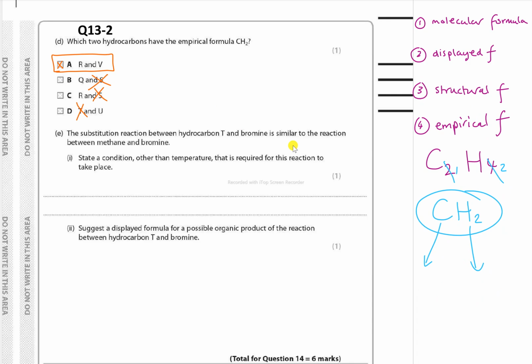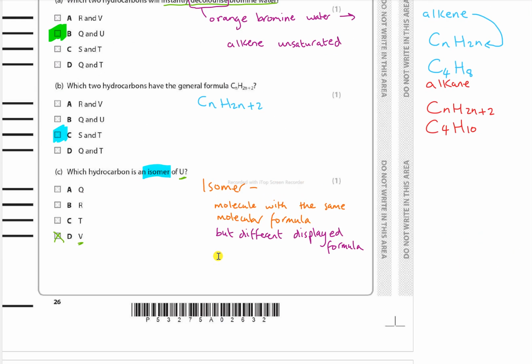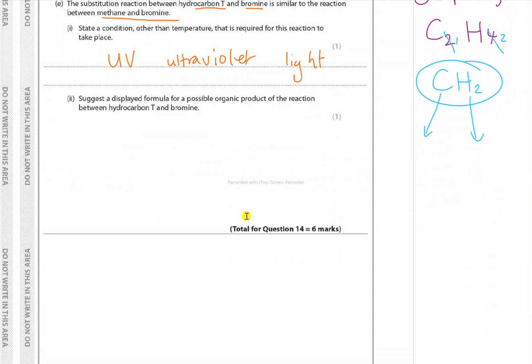Let's keep moving on. Substitution reaction between hydrocarbon T and bromine is similar to the reaction between methane and bromine. State a condition. So you always need UV, ultraviolet light. Suggest the displayed formula for a possible organic product of the reaction between T and bromine. Where's T? Okay. So what we're going to do is 1, 2, 3, 4. Each carbon atom's got 4.